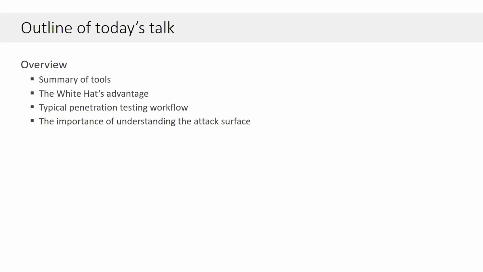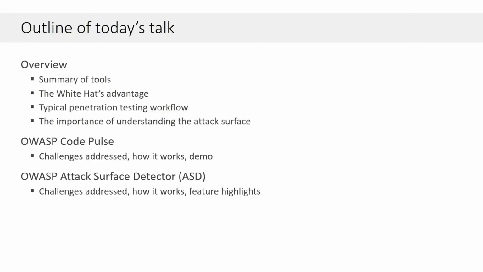So a quick agenda. I'm going to talk a little bit about the tools from a high level, talk about the white hat penetration tester, what the typical workflow is like, and we're going to talk a little bit about the attack surface and what that means and how these tools can help with that. So the two tools, we're going to go into depth on that. OWASP CodePulse, we can talk about the challenges it addresses, how it works, provide a short demo, and then the Attack Surface Detector, just going through its purpose and giving you some highlights of the features. And finally wrap up with where to learn more information and do some Q&A.